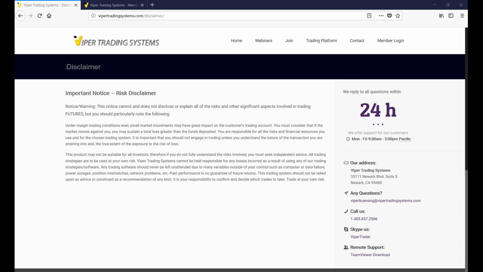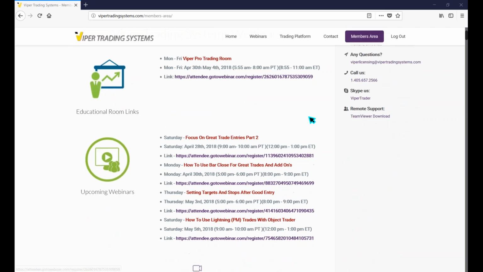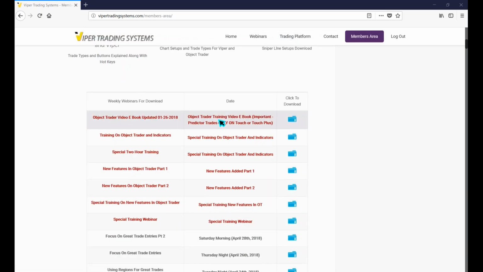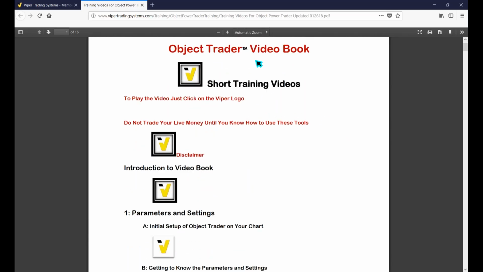Bear with me a second. I'm going to show you a screen here. Now, if a person's here on an invite or a trial, you don't actually have access to this particular page, but you will as a member. This is a members area for our people to get training and things like that. So basically, what I'm going to be talking about tonight is the Object Trader. And here's a little video on it right here. This is called the Object Trader Video ebook.